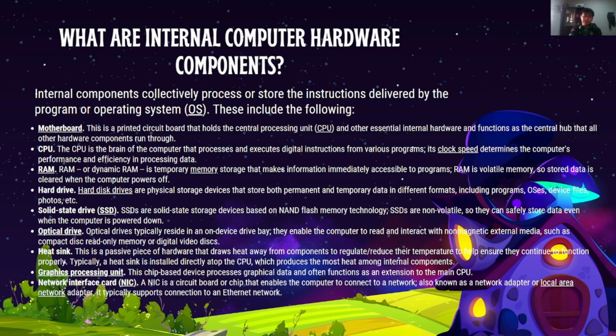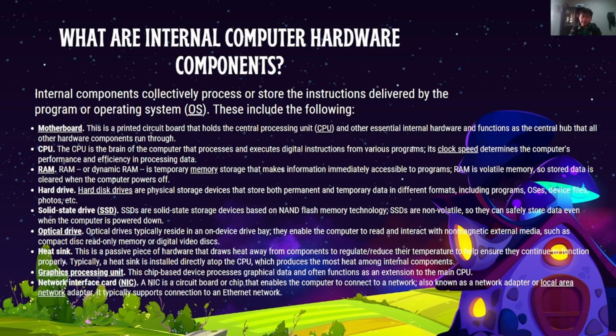CPU. The CPU is the brain of the computer that processes and executes digital instructions from various programs. Its clock speed determines the computer's performance and efficiency in processing data. RAM, or dynamic RAM, is temporary memory storage that makes information immediately accessible to programs. RAM is volatile memory, so stored data is cleared when the computer powers off.